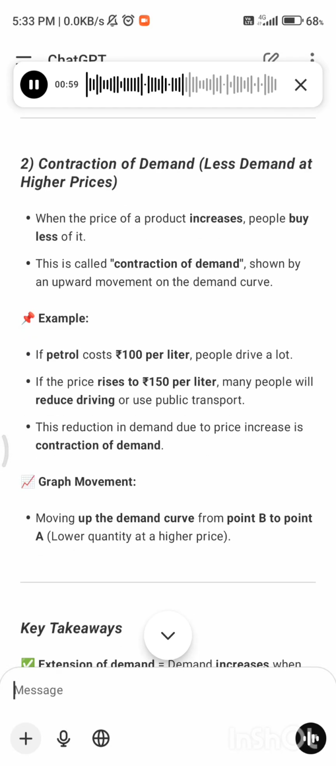Contraction of demand: less demand at higher prices. When the price of a product increases, people buy less of it. This is called contraction of demand, shown by an upward movement on the demand curve.